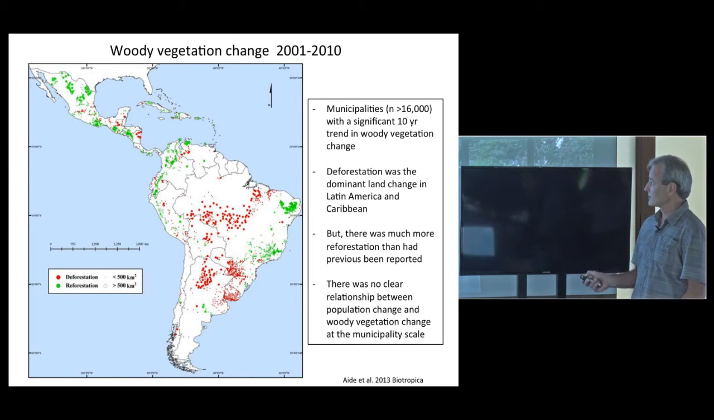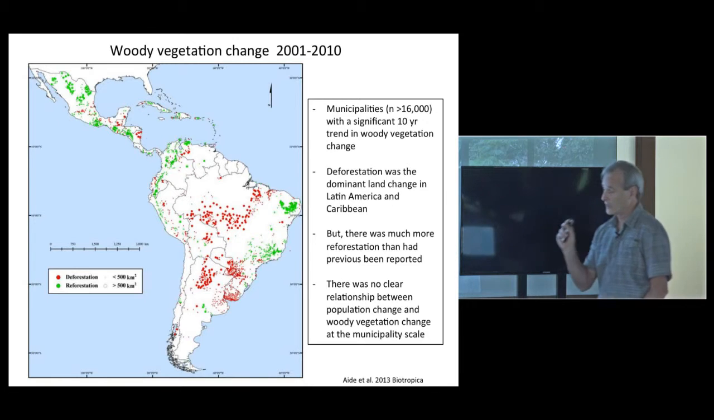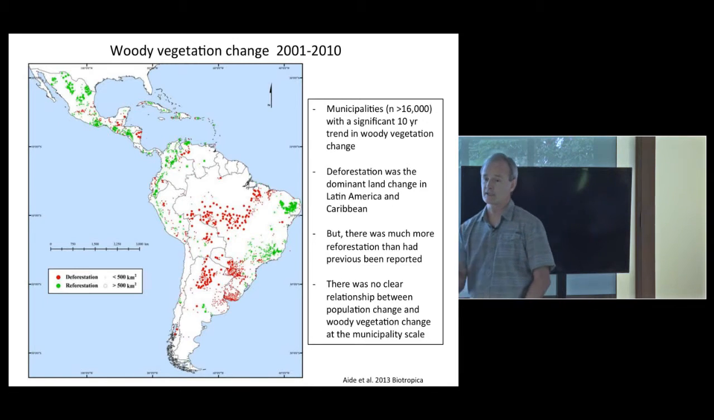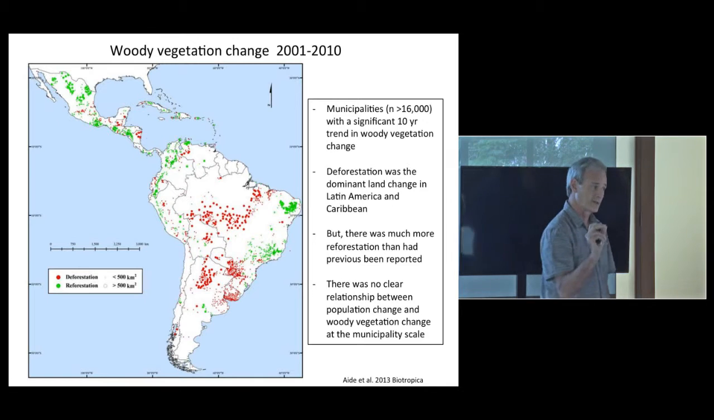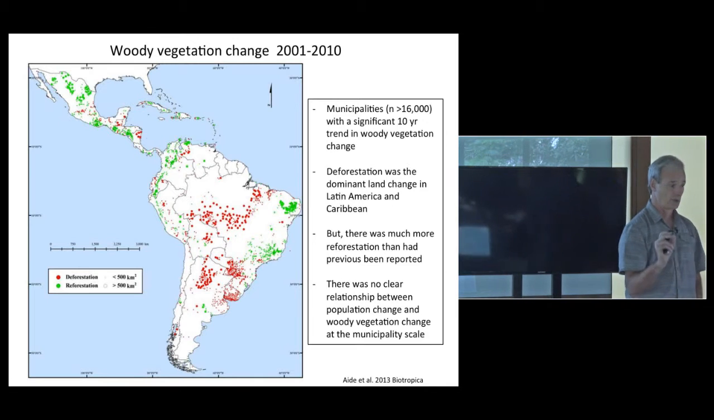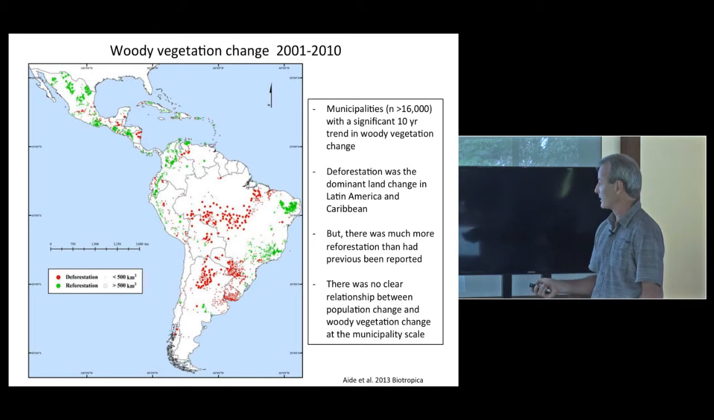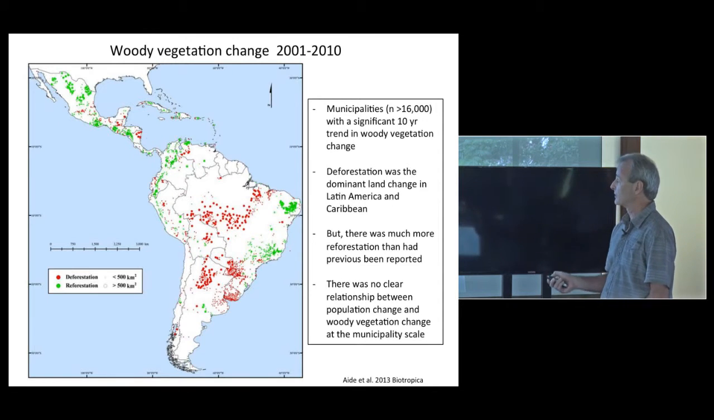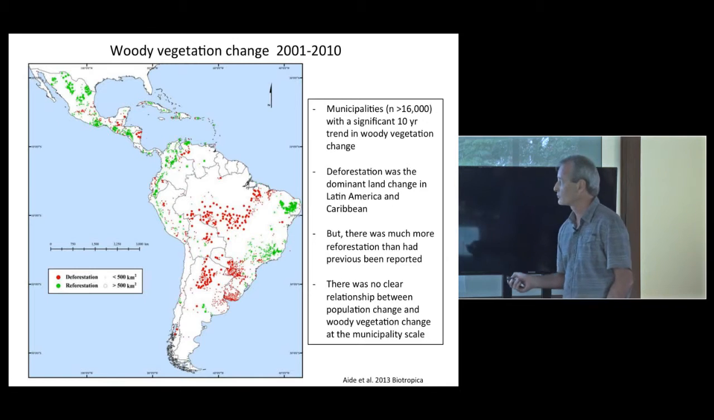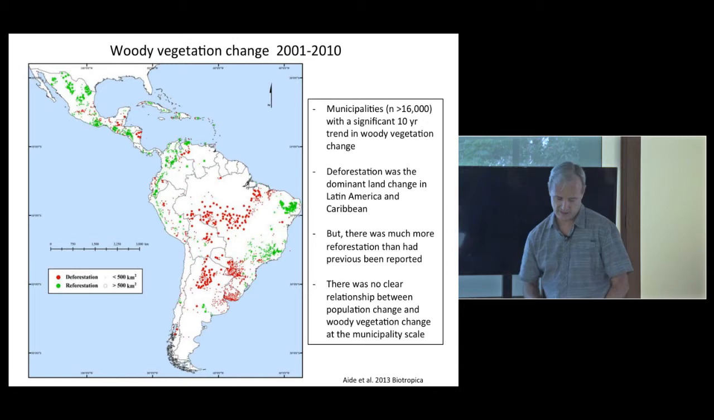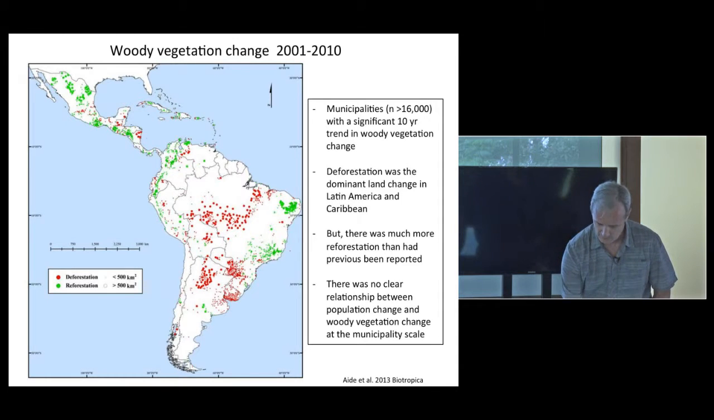When we did this work, we did it at the municipality scale because we also could get demographic data on each of the 16,000 municipalities and all other socioeconomic variables. One of the things that we expected was a clear relationship between population change and land use change, and we didn't see that. And I'll show you some more information on that later.